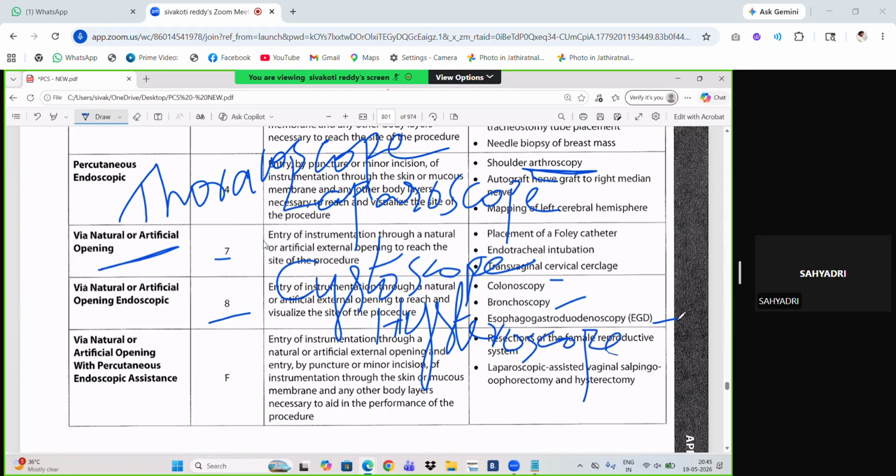Can you name them once again? Colonoscopy, bronchoscopy, EGD. Already we have 3 examples right here. Along with these 3, cystoscopy, hysteroscopy. These 5 scopies come under via natural or artificial opening endoscopy. EGD is esophagogastroduodenoscopy, like gastric scope and all.